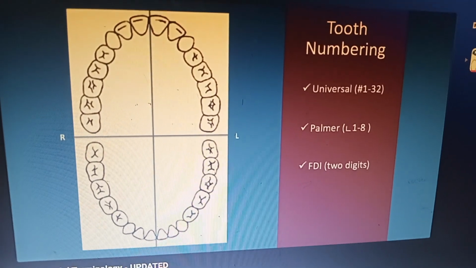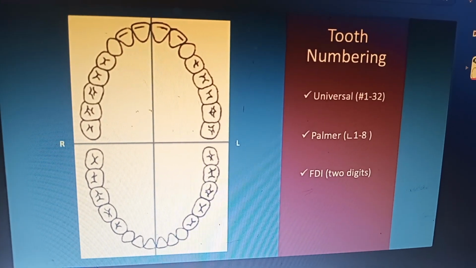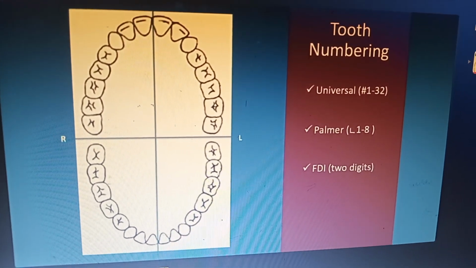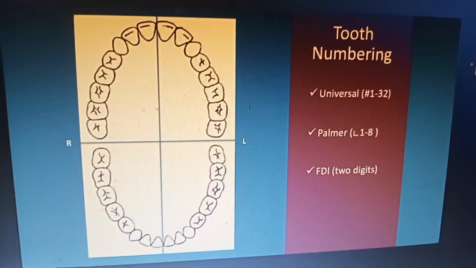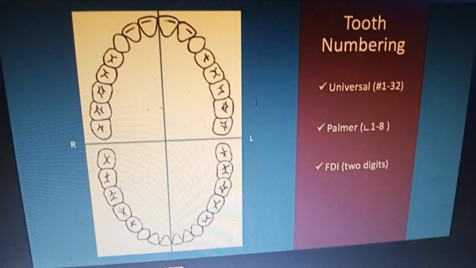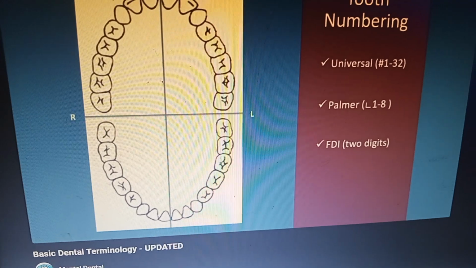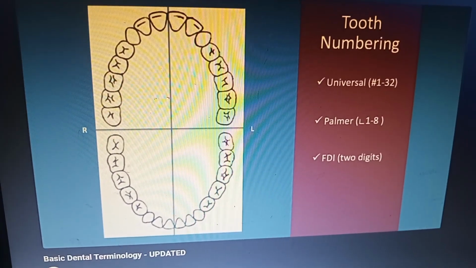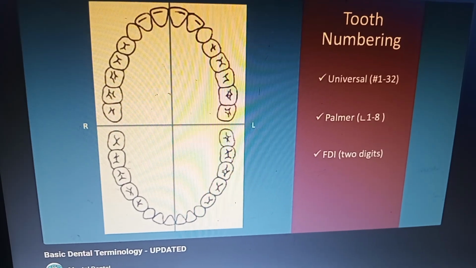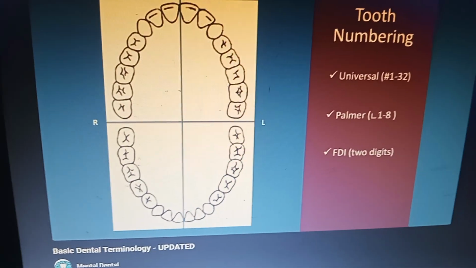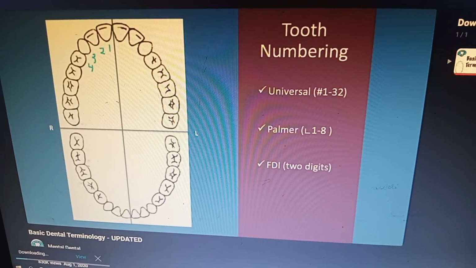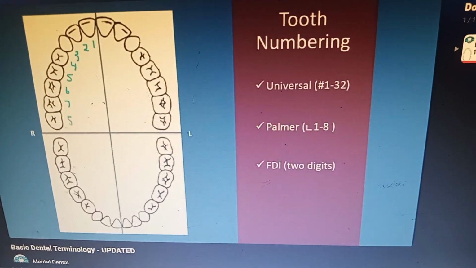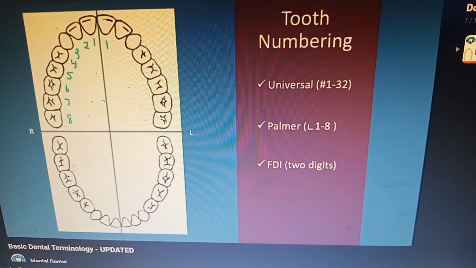For the Palmer notation, we break the mouth into four distinct quadrants. The vertical line straight down the center of the mouth is called the midline. This horizontal line is simply separating the maxilla and the mandible. The Palmer notation is a little bit different in that we don't go above the number 8 because each quadrant has 8 teeth. We start at the midline and work our way out. So the central incisor will be 1, the lateral incisor 2, the canine 3, the first premolar 4, second premolar 5, the first molar, second molar, and third molar. And that's true for every quadrant in the mouth.